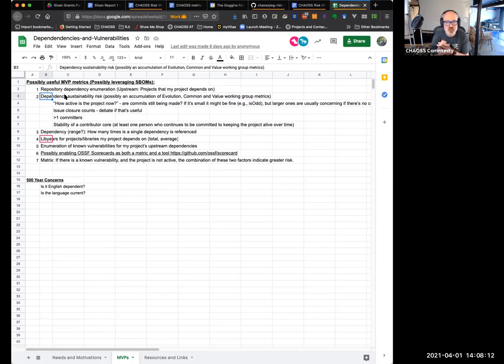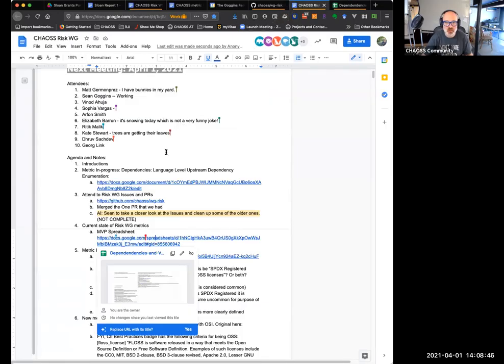We want to enumerate known vulnerabilities. There are several sources for this, including the National Vulnerabilities Database, as well as other sources. There's a project called OSF Scorecard, which is the GitHub repo linked there. And then creating a matrix: if there's a known vulnerability and the project is not active, the combination of these two things creates greater risk. So in terms of the focus of this working group, those are the things that we're targeting.